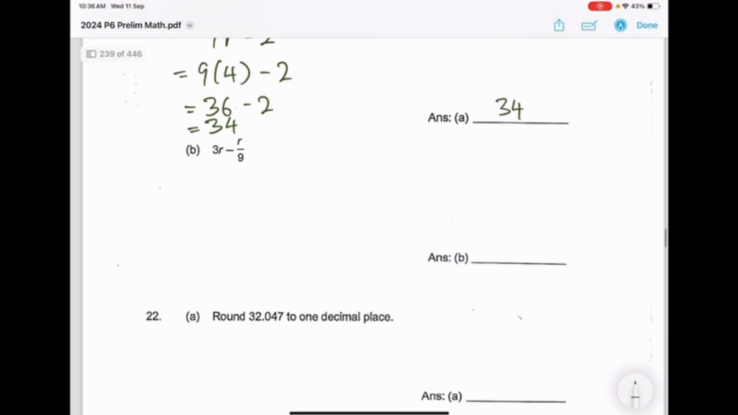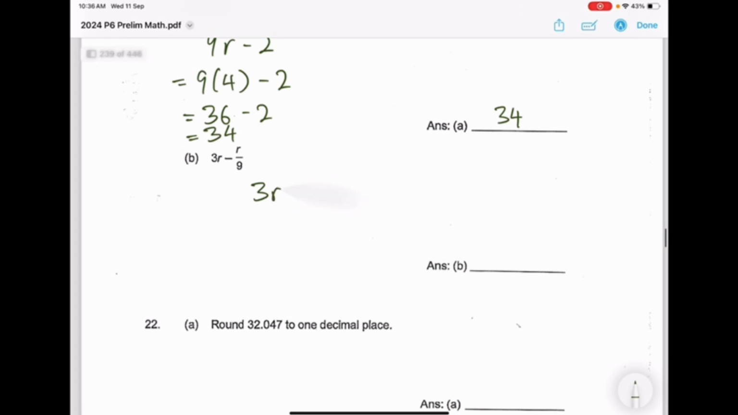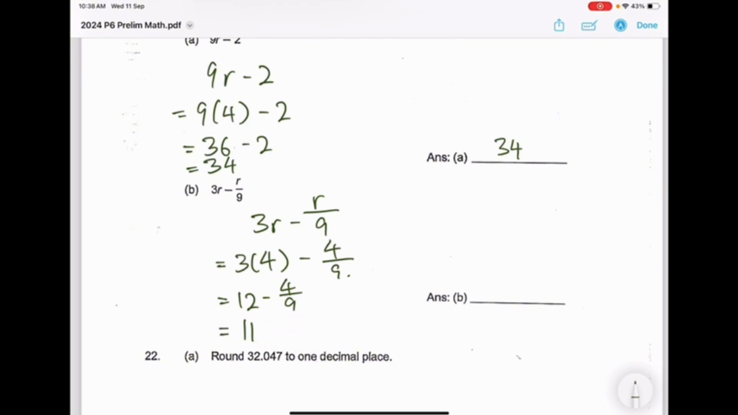Moving on to B, we have 3R minus R over 9. Likewise, I'm going to replace my R's with 4. I have 3 times 4 minus 4 over 9. 3 times 4, that would give me 12 minus 4 over 9. And that would give me 11 5 over 9. And this is your answer for question B.